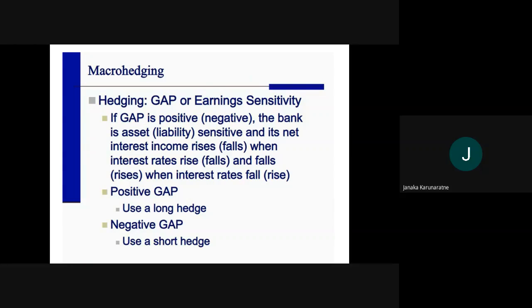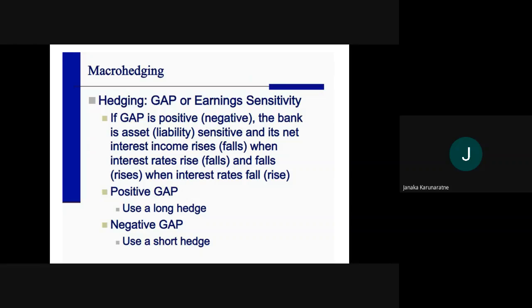Now, in hedging, we already did gap analysis, the interest rate sensitivity. So we can use gap or earnings sensitivity hedging. All of you know we discussed gap. Gap could be either positive or negative. If the gap is positive, as we mentioned earlier, the bank is asset sensitive. So if interest rates rise, the impact of rising interest on assets is higher than on liabilities. That means net interest income rises if interest rates rise.